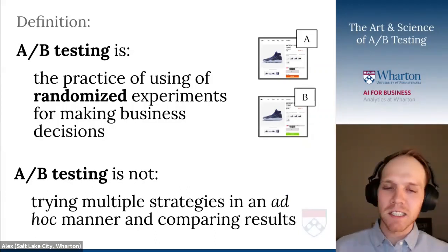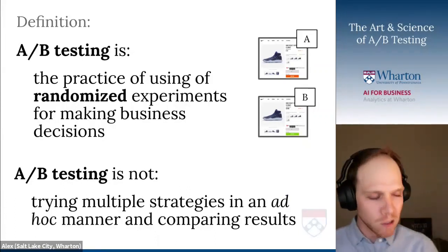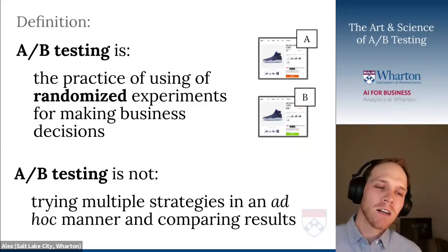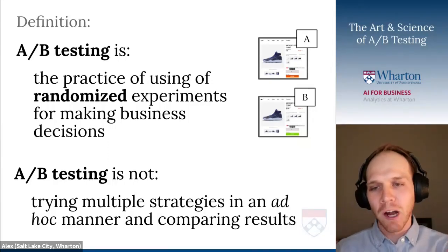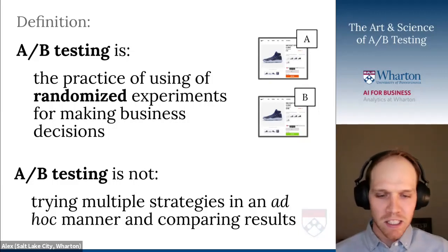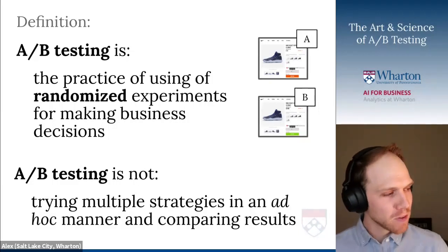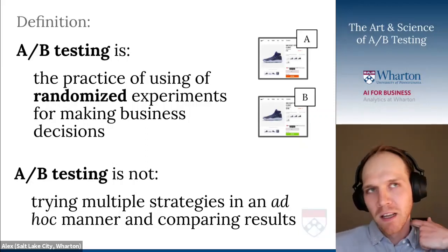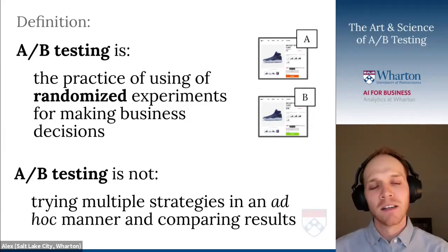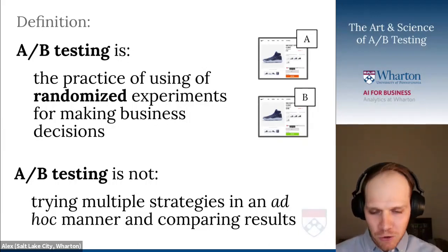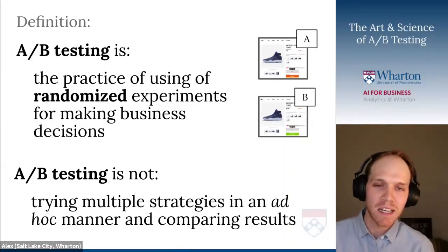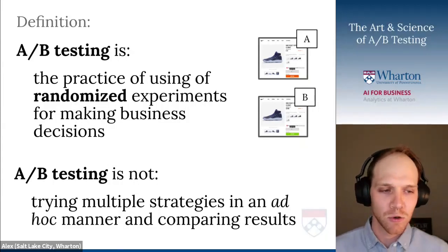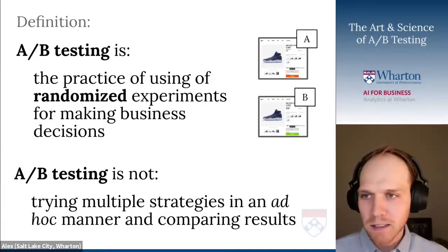One thing that A/B testing is not, you might hear this colloquially thrown around in marketing speak or management speak. A/B testing is not just trying multiple things in an ad hoc way and seeing what works, right? So you might hear people say, oh, let's just A/B test that. What they mean is we'll do both things and see what happens. If you don't have the randomization piece, and you're not actually running a controlled experiment, then that's not an A/B test in the way that I'm going to be using the term. And I'm going to explain why randomization is so important for running a true A/B test.